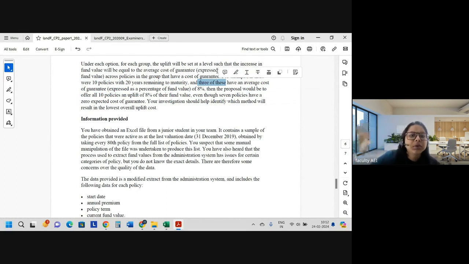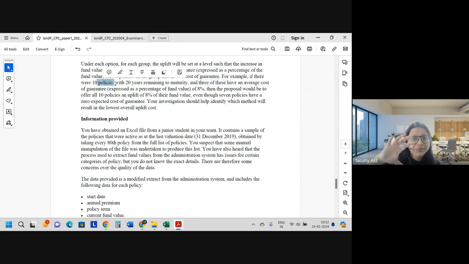First, we have to group the policies. Now, in one group, let's just suppose this group where there are 10 policies with 20 years remaining. Three of these policies have a cost of guarantee, meaning they have a value of fund which is lower than the guaranteed amount. Rest of the funds are fine. So out of these three, they have an average cost of guarantee expressed as a percentage of fund value of 8%.